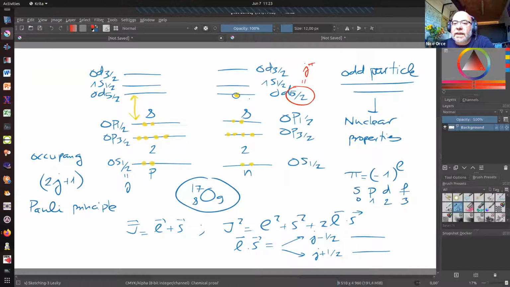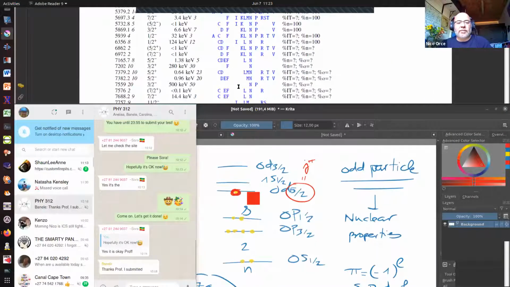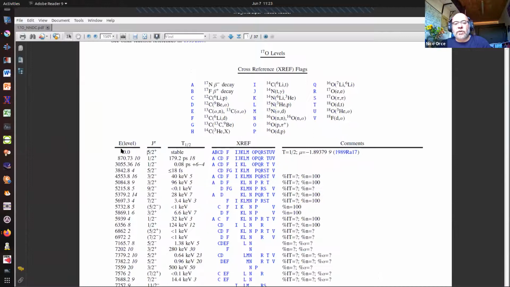So basically this odd particle here is determining the properties of the ground state right here, right? We have the total angular momentum for that particular nucleus, the ground state, angular momentum, and parity is 5/2 plus.